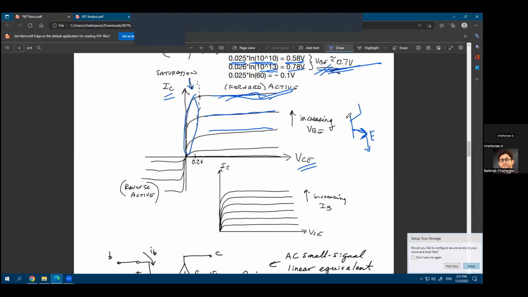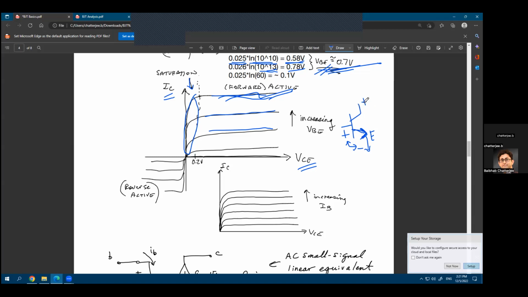Now, if your collector voltage is not positive enough, it cannot collect or it cannot attract the electrons that have already reached the base, right? So remember that for NPN, you need to have a positive VBE. Your VBE needs to be positive for the transistor to turn on, and you need to have a positive VCE. Why? Because the emitter is emitting your electrons. They are going towards your base, and then they are supposed to go to the collector and be collected, right?